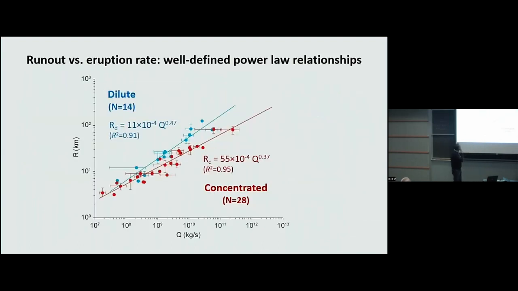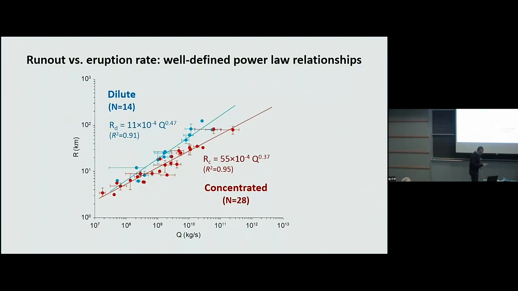And here are the results. So this is the runout of the current as a function of the mass eruption rate. The data are presented for both the dilute and concentrated flows. We've got respectively 14 and 28 data points. And the data show 2 well-defined power law relationships with coefficients of determination of 0.91 and 0.95. From now on, I'm going to discuss the values of the exponents, which are respectively 0.47 and 0.37.